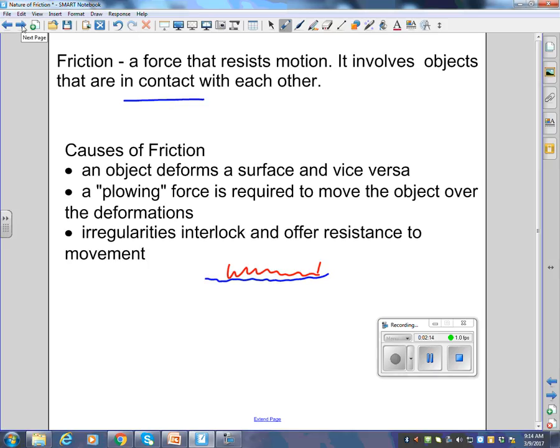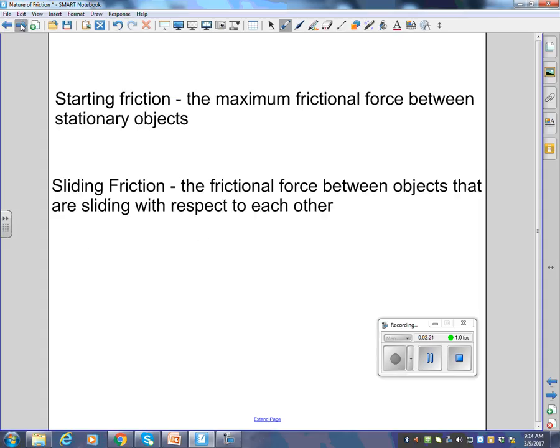Some people believe that intermolecular forces are at play as well, that the molecules are attracted to each other, and that's a cause of friction too. You should know the difference between starting friction, which is the maximum frictional force between stationary objects. When something is at rest, it has its maximum frictional force between stationary objects. And when it's moving, we call that sliding friction. That is the frictional force between objects that are sliding with respect to each other.